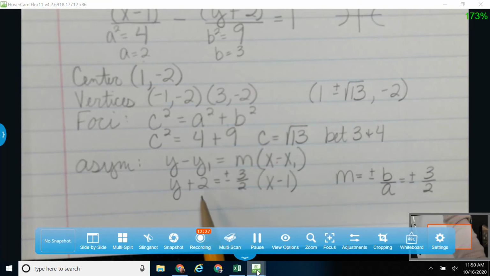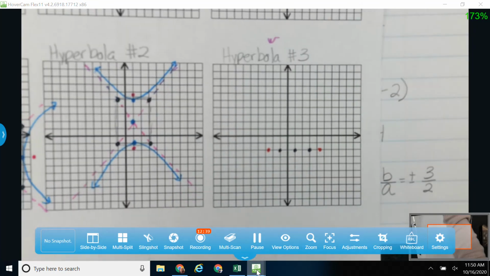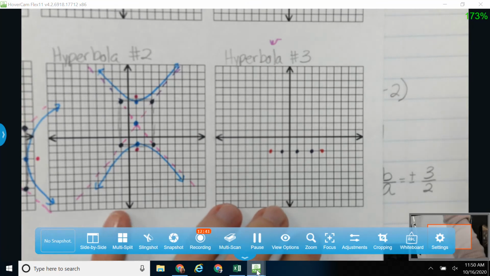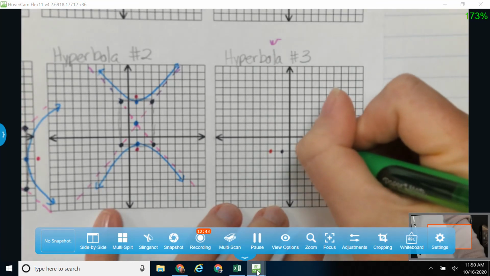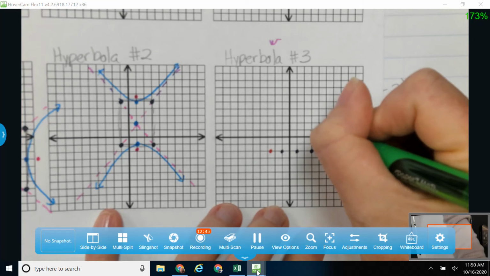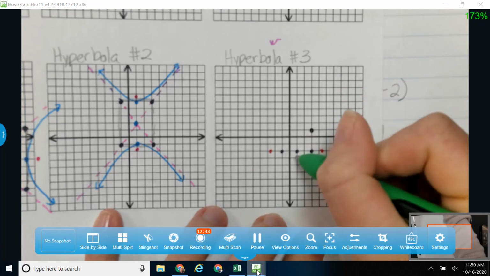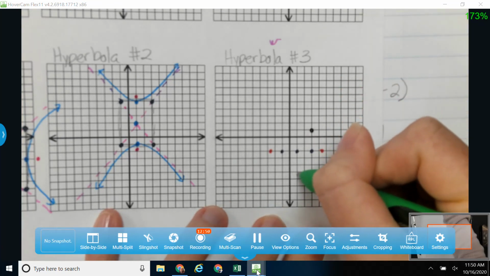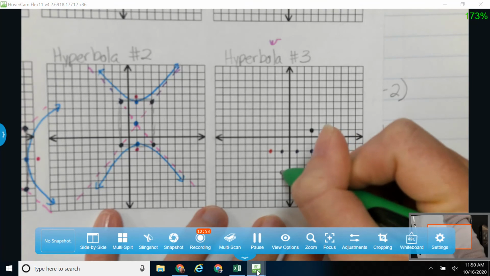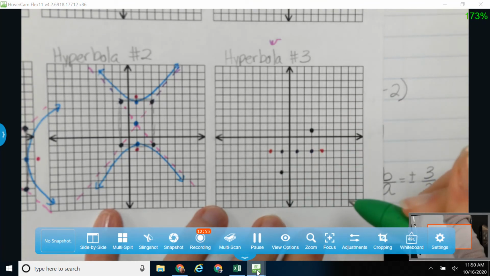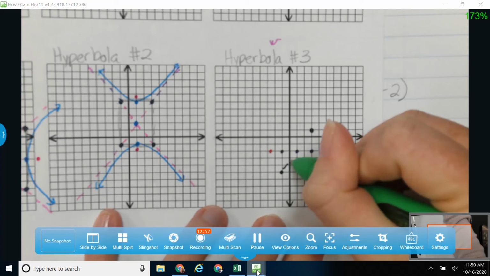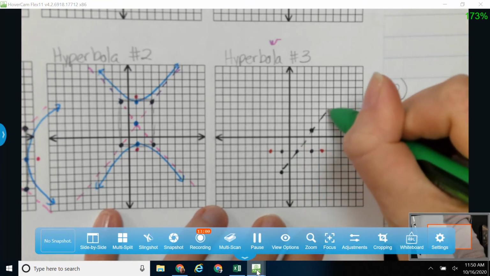So I've already got my point at 1, -2. We've already graphed that. And now I'm going to graph my slope of positive 3/2 and negative 3/2. So go over here on your graph. I'm going to go up 3, 1, 2, 3, over 2. And I'm going to go down 3, -2, to get my positive 3/2 slope. That's going to be here. I'm going to draw just a little dashed line.